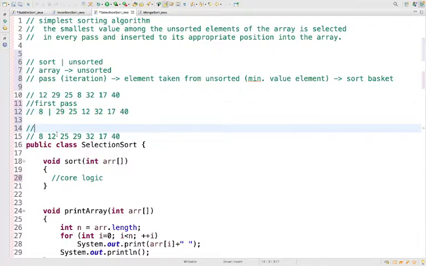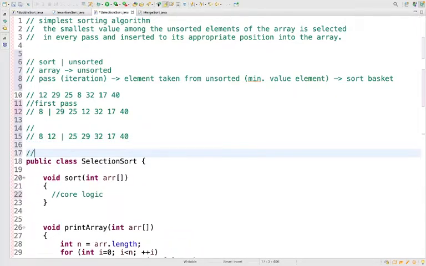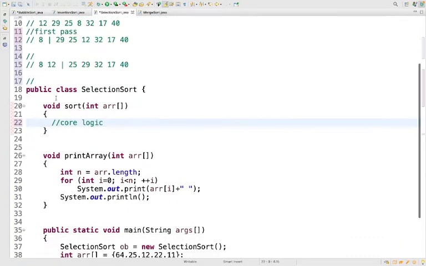Once we do that, the sorted basket will increase and we'll have 8, 12 as sorted, and the rest, 25, 29, 32, 17, 14, will be in the unsorted part. Like that, the unsorted basket will be emptied and the sorted one will increase as it goes. We mostly do ascending order, that means smallest element first, the top element with the last. That's a general basic thing. Whenever you take a sorting algorithm, we consider ascending by default. So let's start writing the core logic for that.